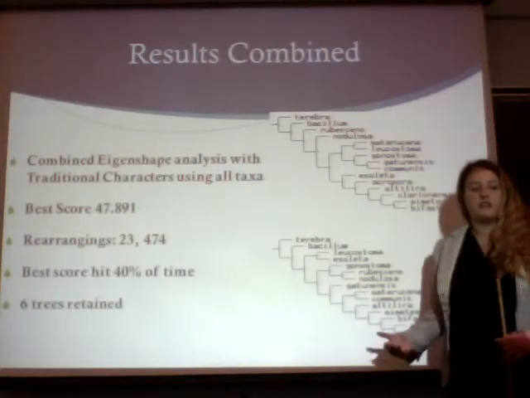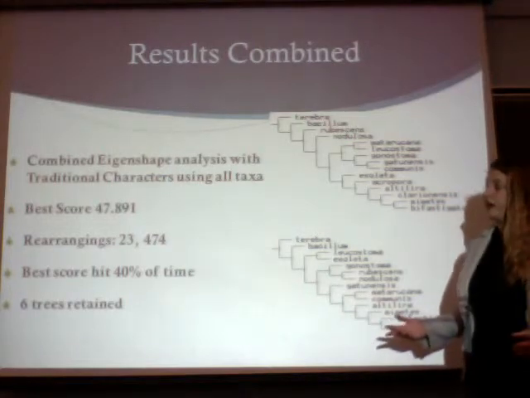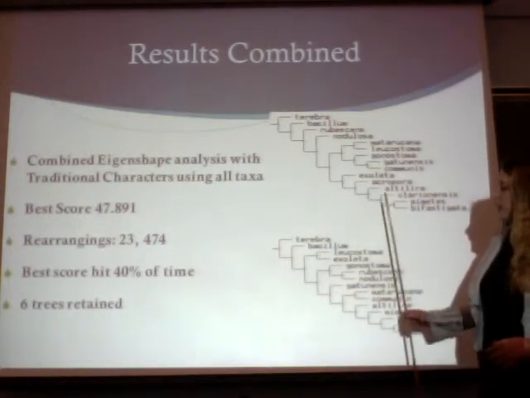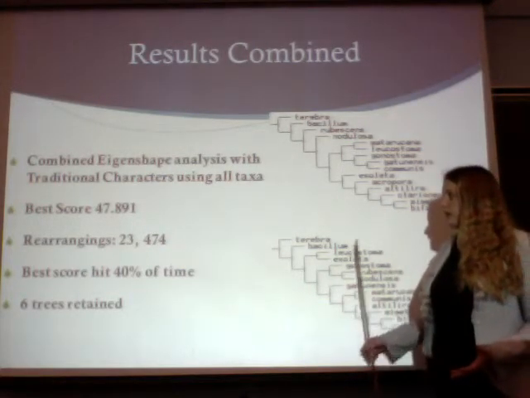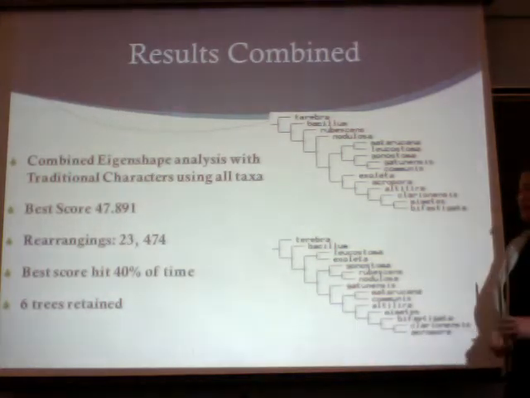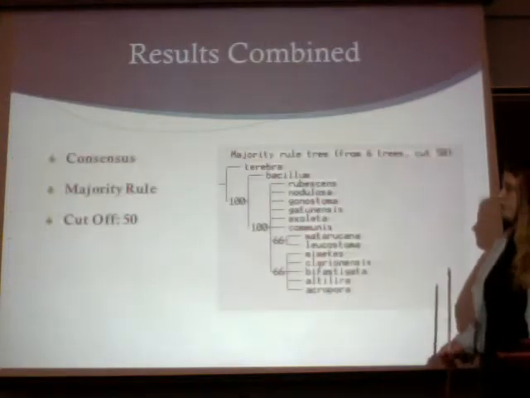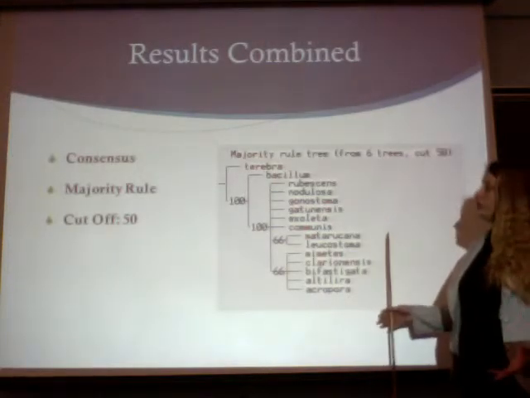Next, I combined the traditional with the continuous characters. And about 6 trees were retained. I had a best score of about 48. Everything's resolved, but again, we don't know which is correct. So I created another consensus tree.